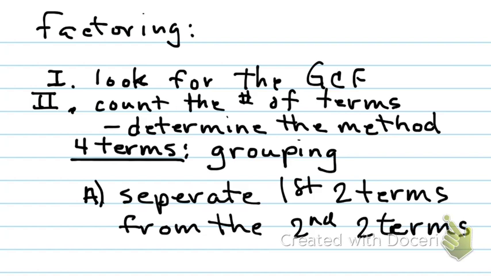Because remember we said in order to use grouping you had to have 4 terms. So what we're going to do is separate the first 2 from the second 2. So in other words, we're going to split it in half. And there are lots of different ways of doing this. Doesn't matter how you do it.